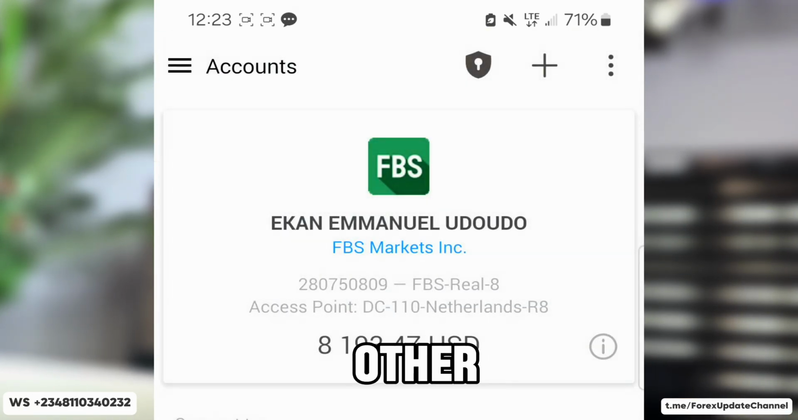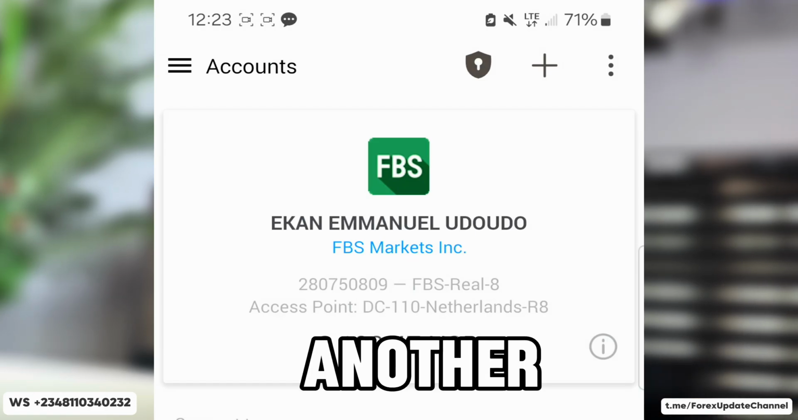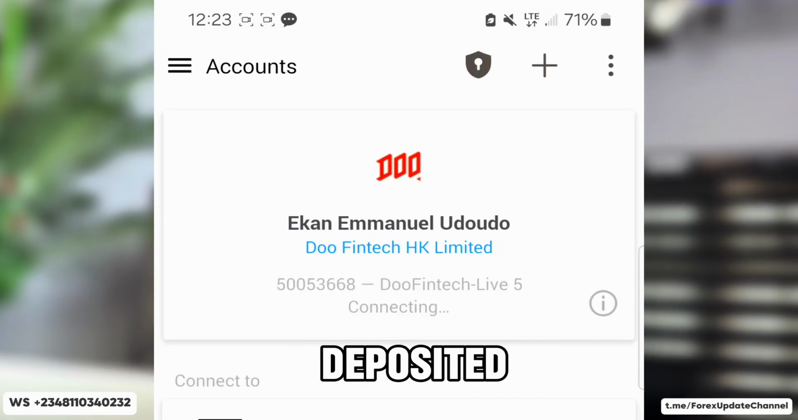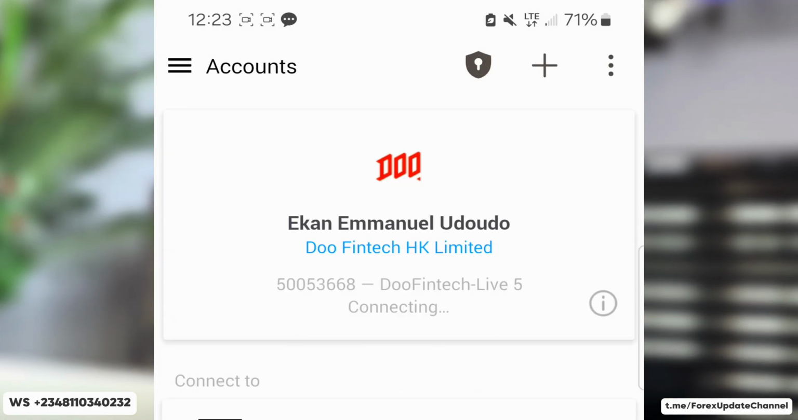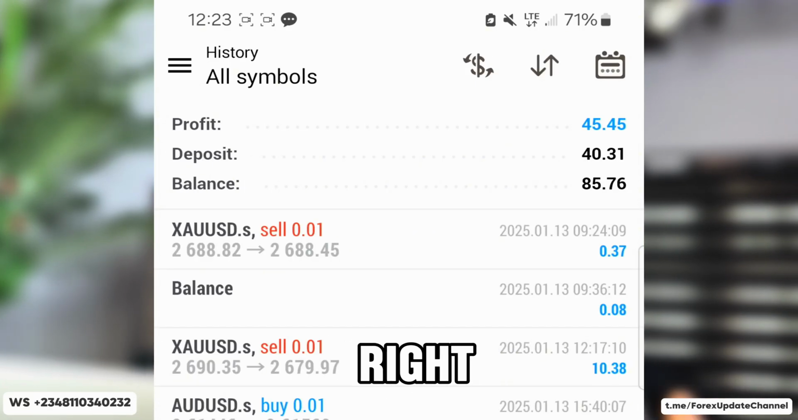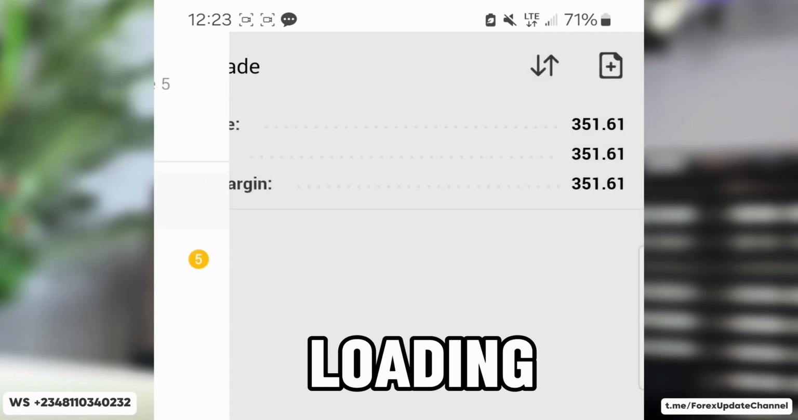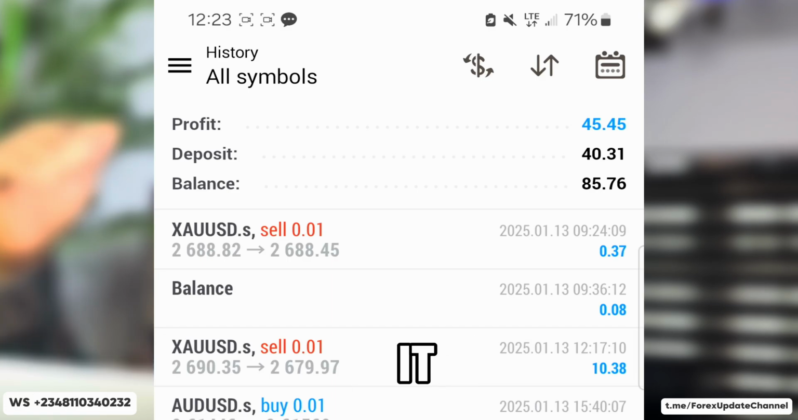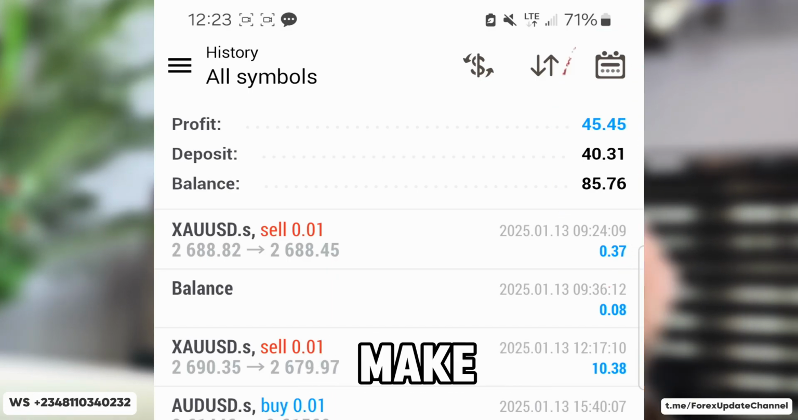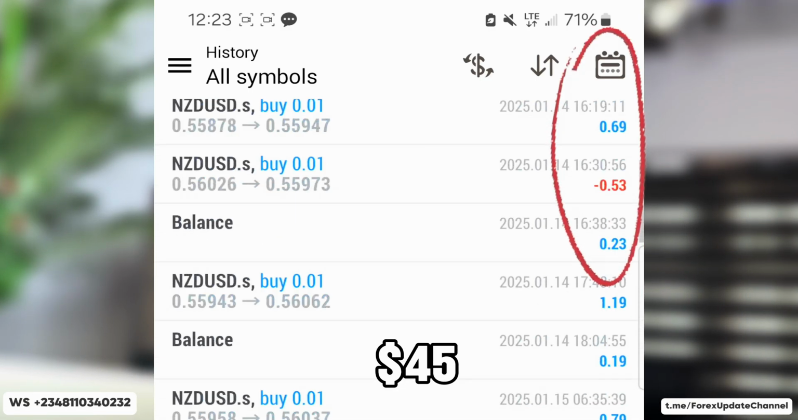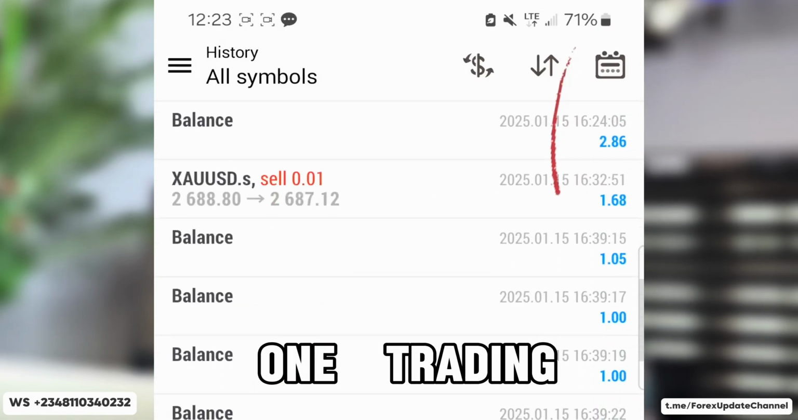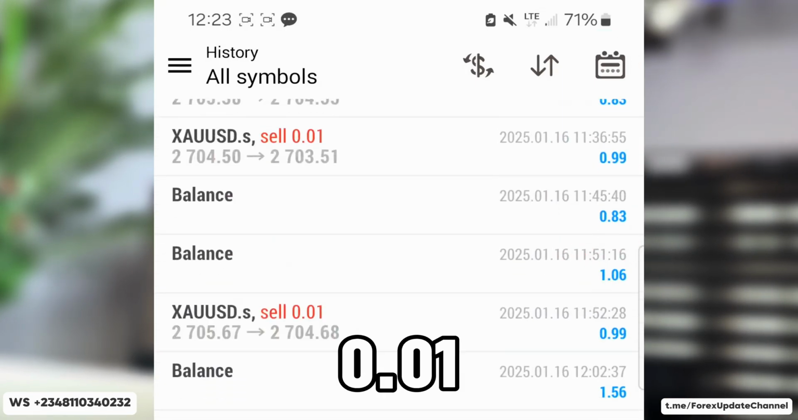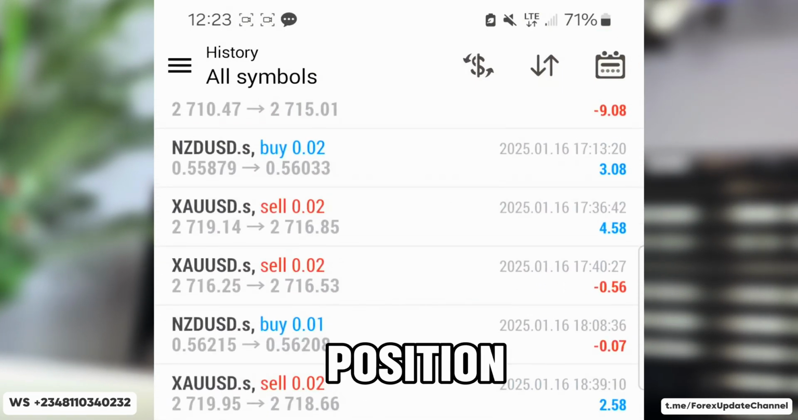Let's also check this other account. This is another $200 account I deposited. Let's allow it to finish loading. Okay, so far this week on the $200 account, it makes over $45 in one trading week with 0.01 lot, 0.01 lot. These are all the open positions.